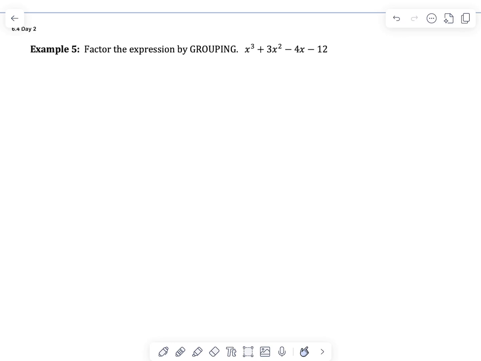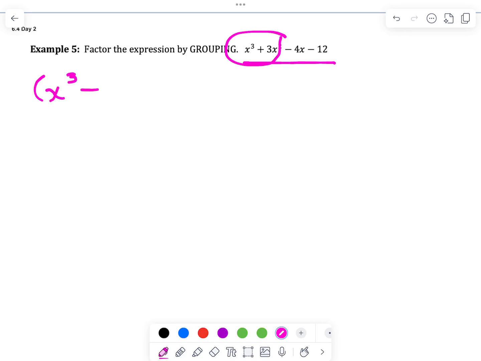All right, example 5 says factor the expression by grouping. So this is a new type of factoring method. So we have 4 terms. We want to first see that the polynomial expression is in standard form, which it is. It has the x cubed, the x squared, the x, and the constant. So what we do is we group the first 2 terms together, and then put an addition symbol, and then we group the second 2 terms together.